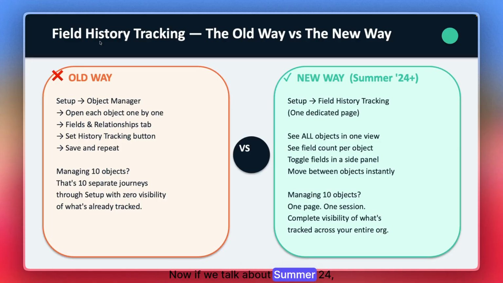With Summer '24, we got one dedicated page in Setup. It is called Field History Tracking. We can see all objects in one view. We can see the fields count per object. We can toggle fields in a side panel. We can move between different objects in one go. Compared to the previous example of managing 10 objects, we can do it on one page, in one session, and we also get complete visibility of what's being tracked across the entire org.